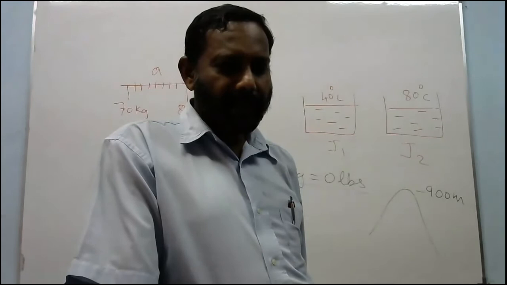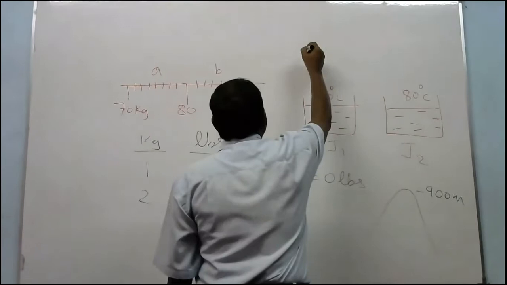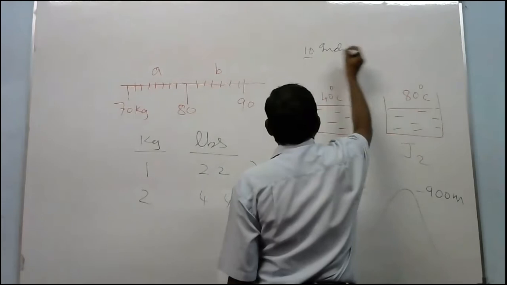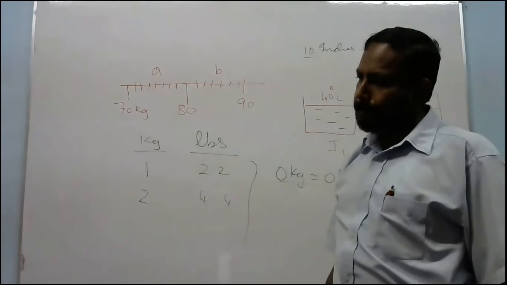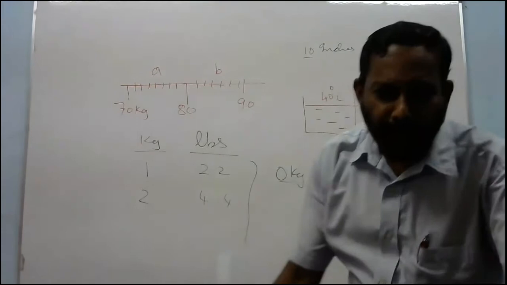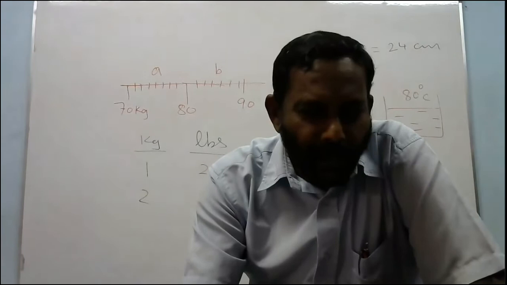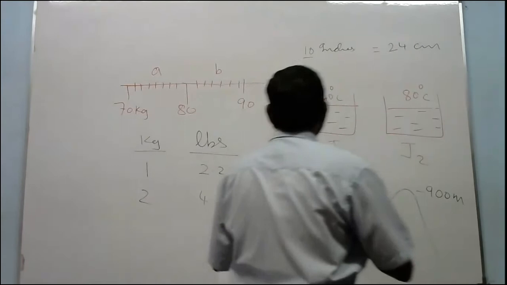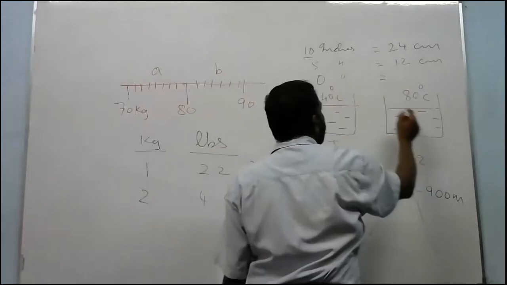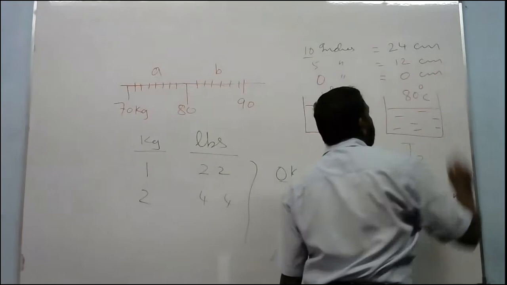Let's say I have 10 inches. 10 inches is equal 24 centimeter. Can I say like that? Can you remember your engineering? 10 inches equal 24 centimeter. Can I say like that? Yes. Good. Now, look very carefully. 5 inches, I say 12 centimeter. Can I say like that? Yes. 0 inches equal to 0 centimeter. Can I say like that?